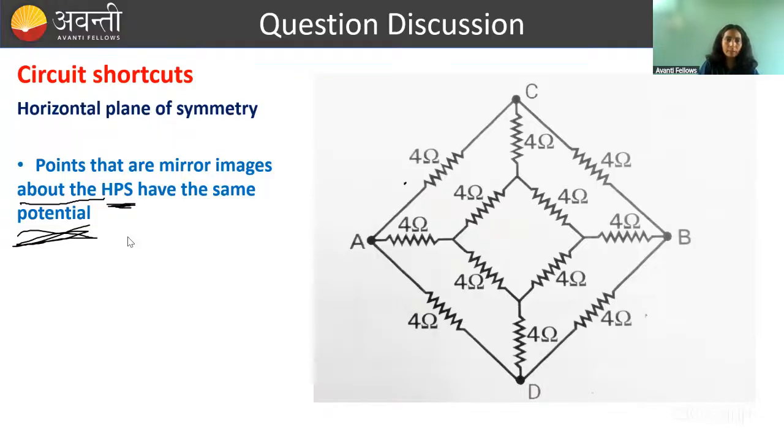So this is the mirror image of this one. And then we will say that across this, whatever potential is there, across this also there will be the same potential. So points that are mirror images about the HPS have the same potential. But it is talking about points. So if you talk about points, here this is a point and here this is a point. So this point and this point will carry the same potential. Why? Because they are mirror images of each other. There is a horizontal plane of symmetry. Done it? And also these resistors will have the same potential difference across themselves.